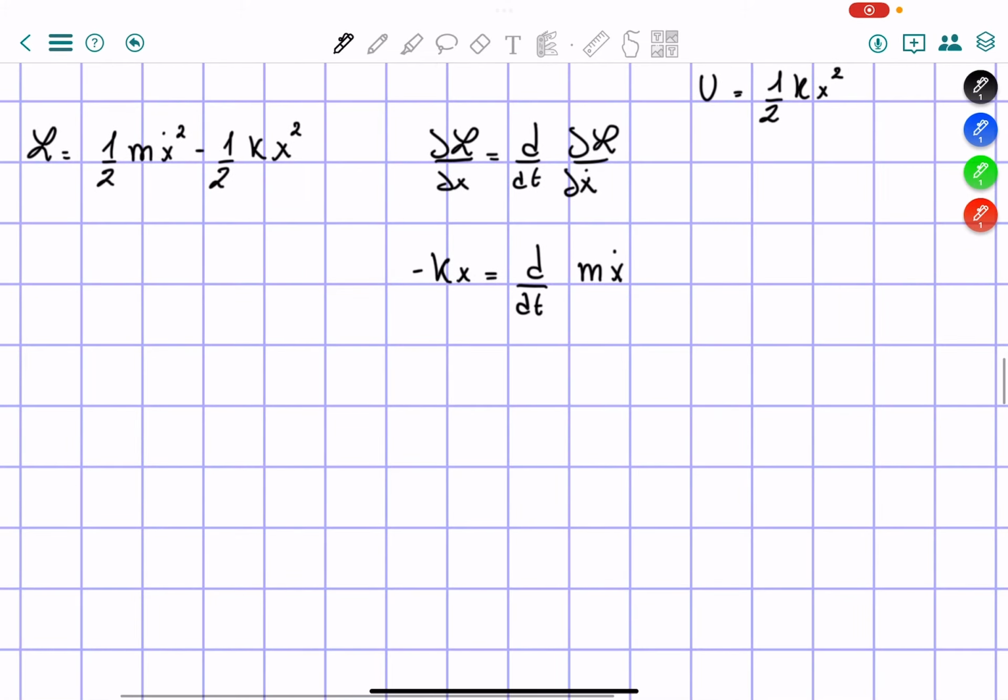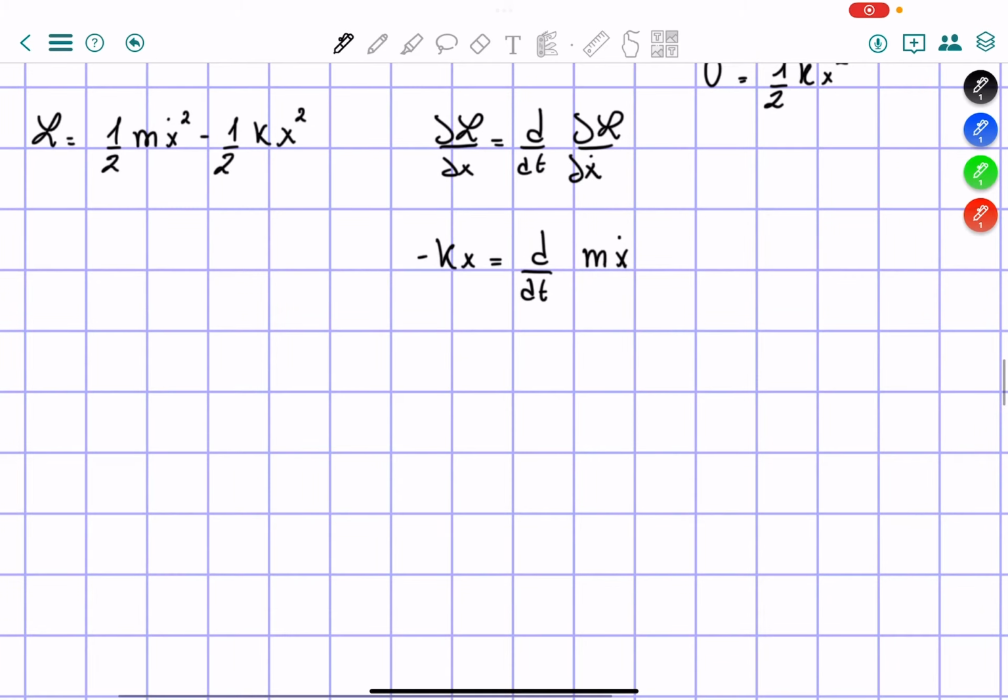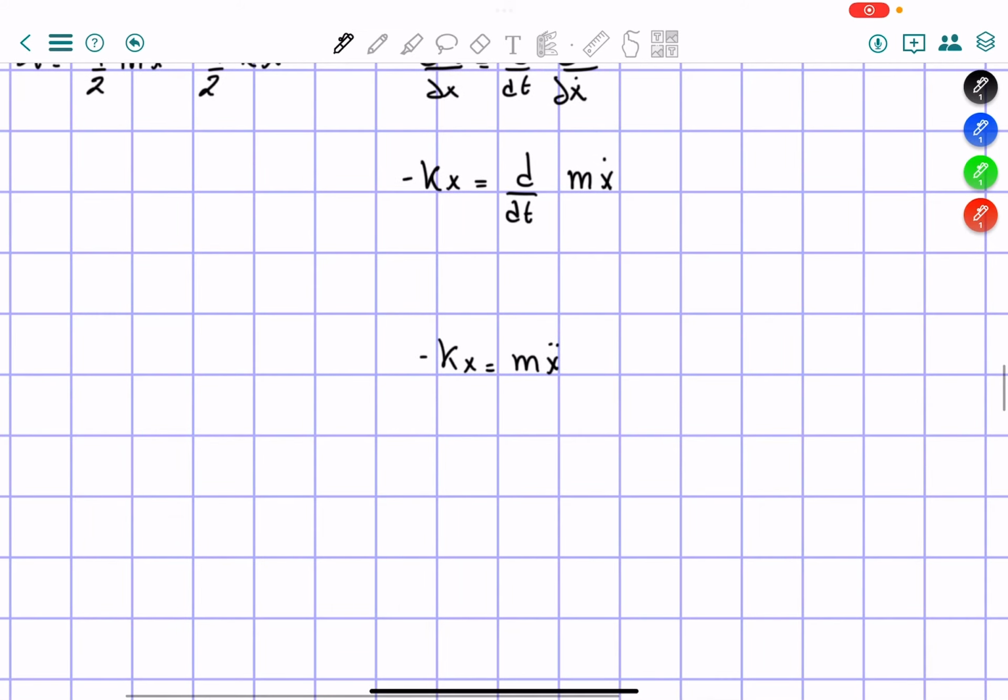Now if we differentiate, on the right side we have negative kx, and on the left side it is equal to m x double dot. Therefore, m x double dot plus kx is equal to 0. So this one is going to be our final answer.